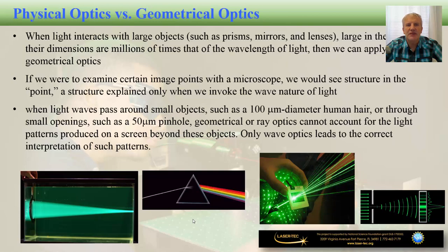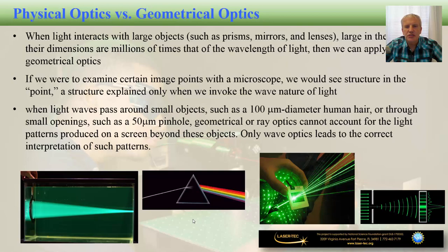However, if we were to examine certain image points with a microscope, we would see a structure in a point that's explained only when we invoke the wave nature of light, and that's exactly the subject of physical optics. For example, when light waves pass around small objects such as a 100 micrometer diameter human hair, or through small openings such as a 50 micron pinhole, geometrical and ray optics concepts from the previous 4 lectures cannot account for the light patterns produced on the screen beyond these objects. Only wave optics or physical optics can lead to the correct interpretation of such patterns.